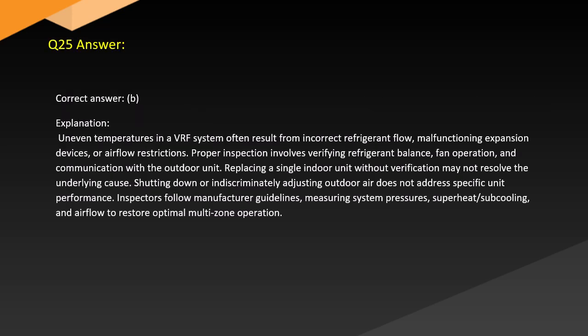Answer. Correct answer, B. Explanation. Uneven temperatures in the system often result from incorrect refrigerant flow, malfunctioning expansion devices, or airflow restrictions. Proper inspection involves verifying refrigerant balance, fan operation, and communication with the outdoor unit.